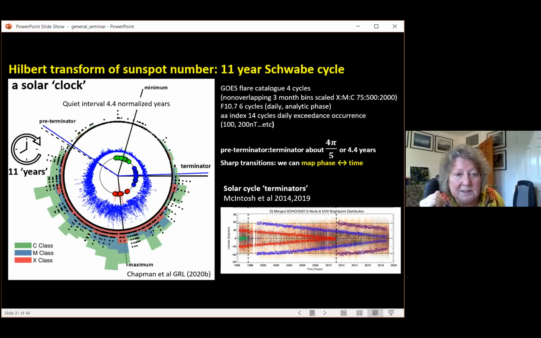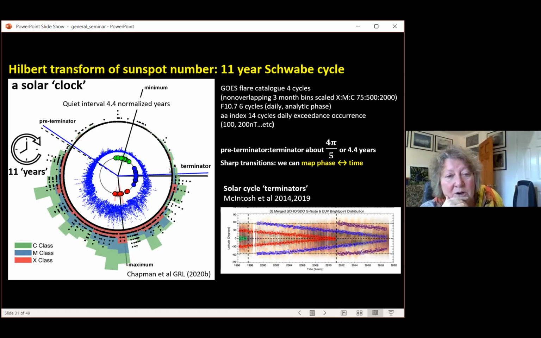And when you stick these things on, we can now say, okay, let's put on things like the coloured things, which are the GOES flare catalogue. I've had to fiddle with the bins to make them fit, but basically the red are X class, the blue are M, and the green are C. And you can see these things basically switch on at the terminator, and then they're high all through maximum, and then they switch off somewhere. And so we call this the pre-terminator.